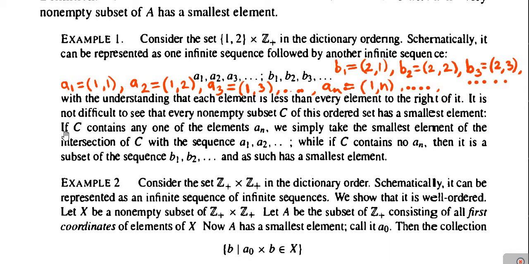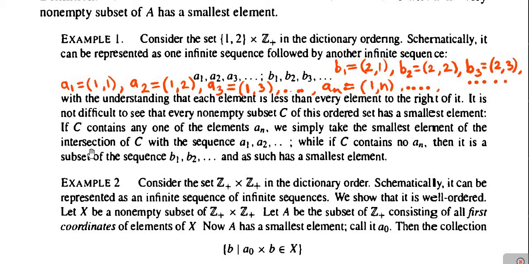The reason is given here. Because if C contains at least one element from the A1, A2, A3 and so on, then whichever is least among them, or whichever is to the leftmost among them, all Ai, will be the smallest element of that set C.